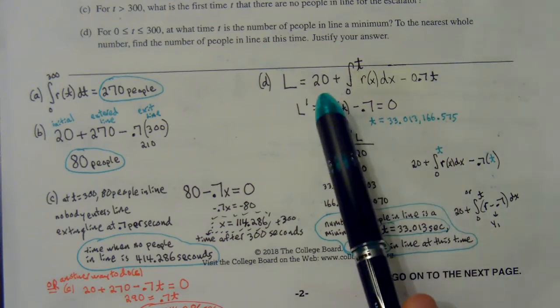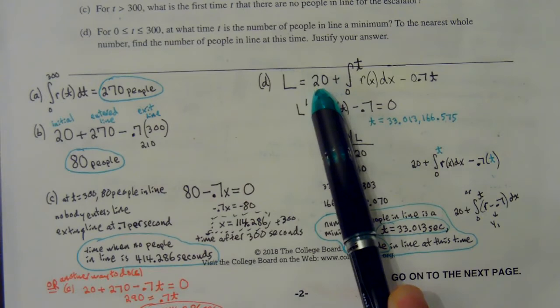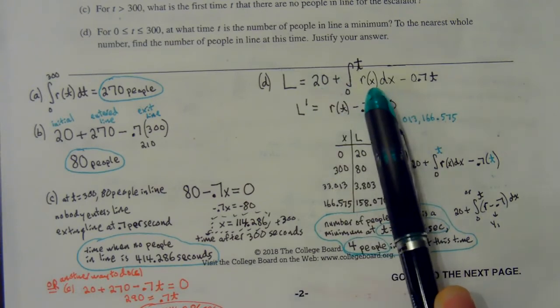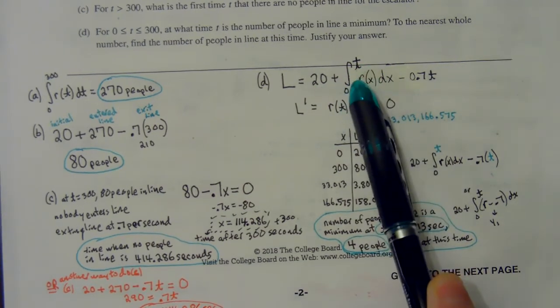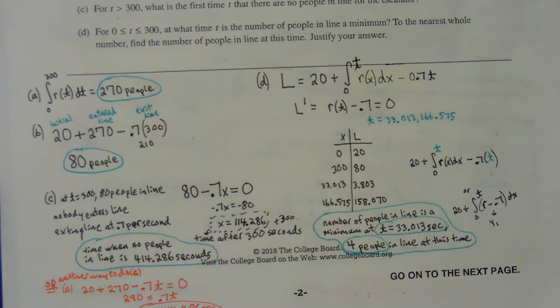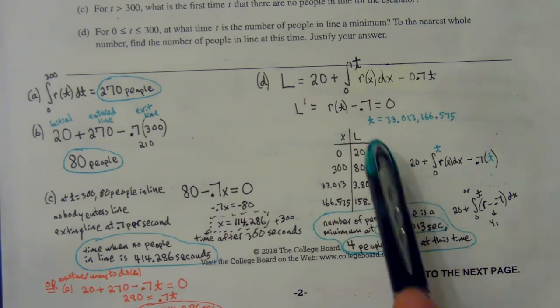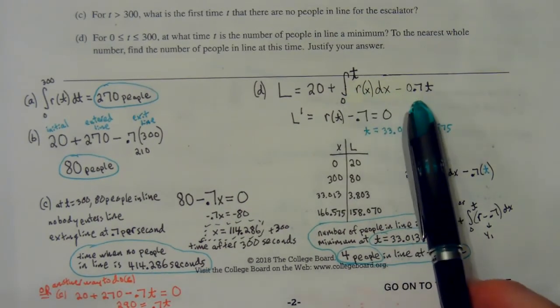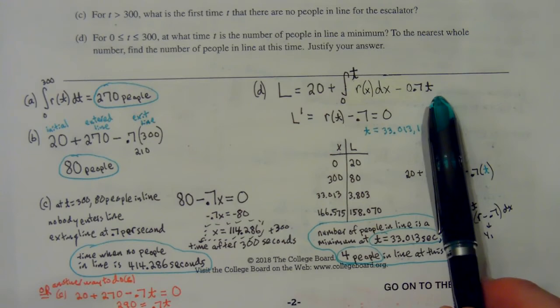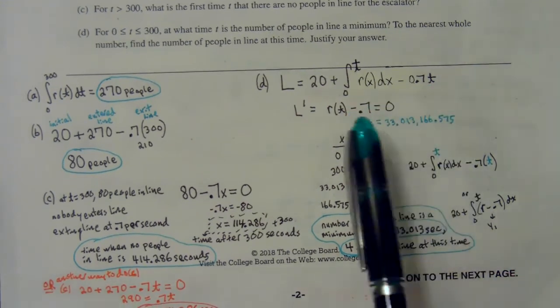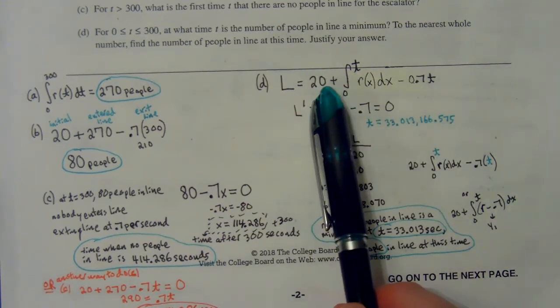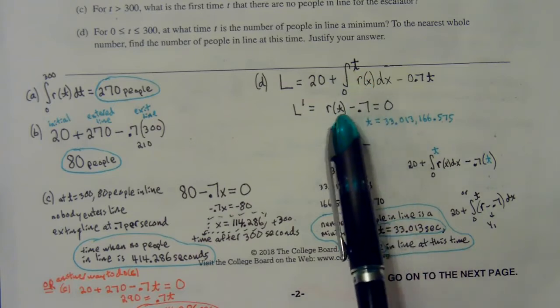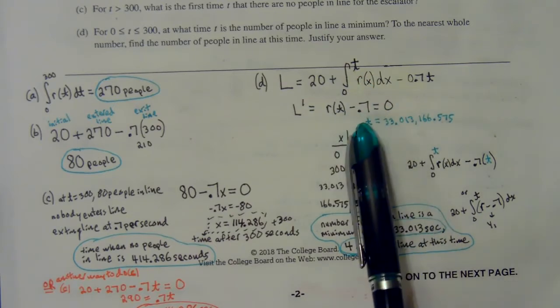But your total equation, you got the initial amount, and then when you integrate the R function between 0 and some time, that's going to tell you how many people entered between 0 and 200 seconds or 0 and 50 seconds and stuff like that, right? And then that's going to give you how many people entered the line, and you got to subtract out 0.7 people per second right there. And then to get your critical numbers, you're going to do the derivative. The derivative of that is 0. The derivative of the integral is just the inside function, and the derivative of that is just 0.7.